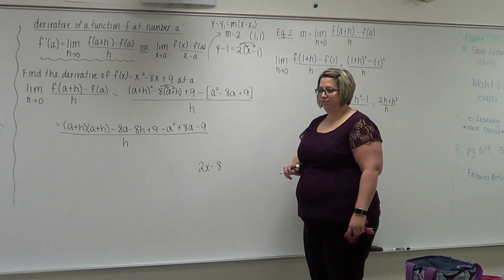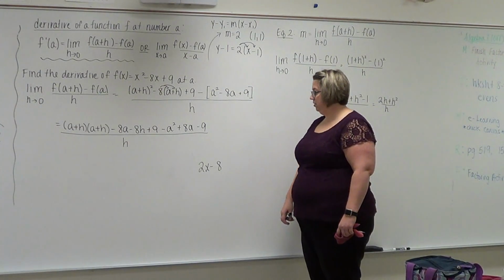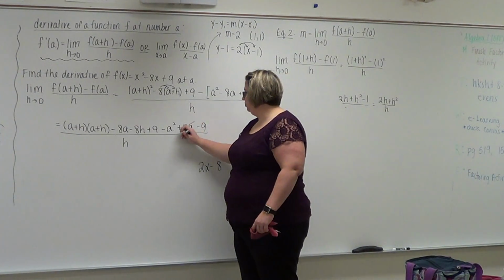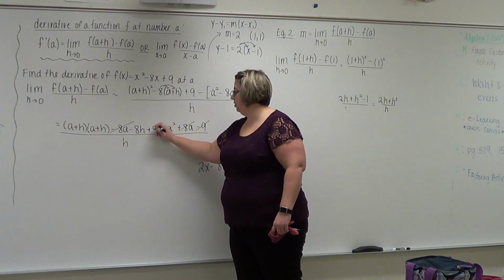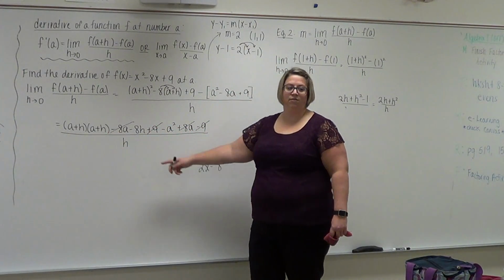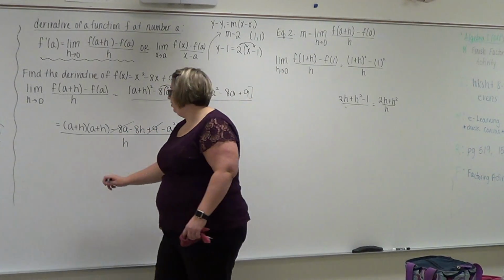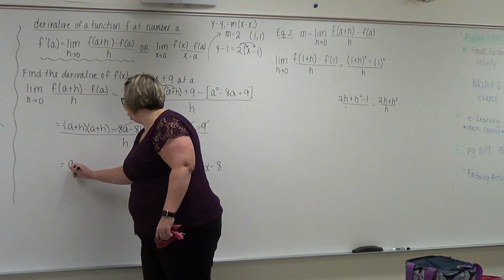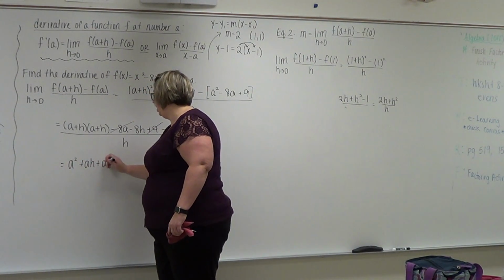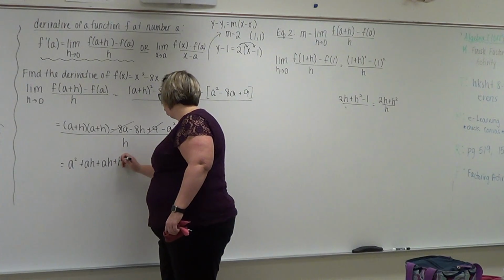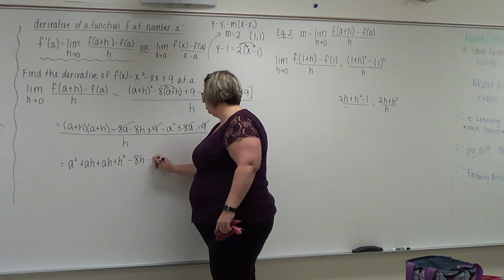Okay, does anything already cancel? The a's. Okay, what else? The 9's. And a squared, well, I haven't FOILed that yet. Did you already do that? Yeah. Good job, Lucas. So this would be a squared plus ah plus ah plus h squared minus 8h minus a squared.